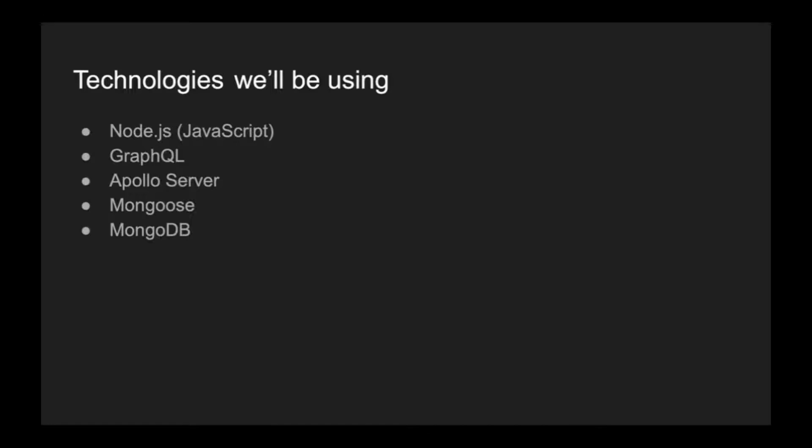And so the technologies we'll be using for this project are going to be Node.js, which was advertised, GraphQL, also advertised, Apollo Server, which was not advertised, but Apollo Server makes your life very, very enjoyable when you're working with GraphQL, and Mongoose, which we'll be using to interact with MongoDB, also not advertised, and then MongoDB, which was also advertised.